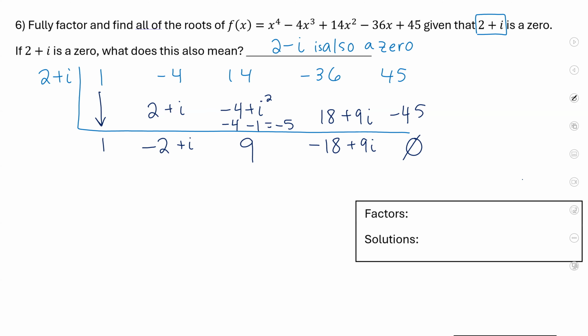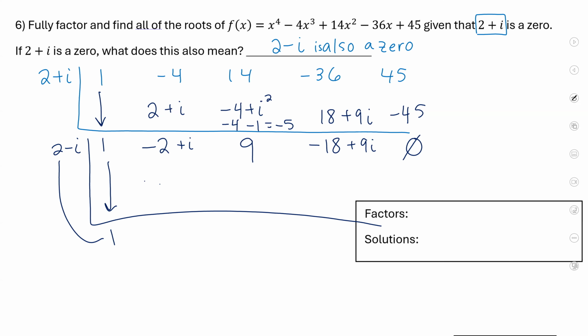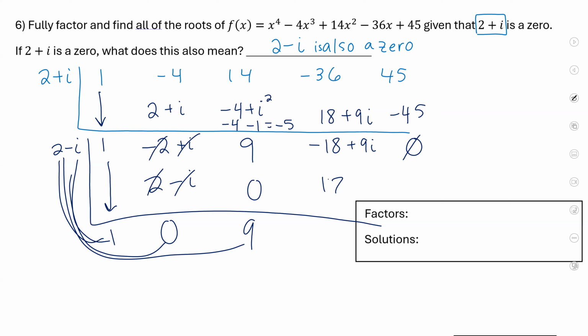Okay, so now we're going to use these same numbers, and we're going to use 2 minus i this time. So guys, follow along. We're going to bring down the 1 and multiply. 1 times 2 is 2. 1 times negative i is negative i. Do you see what cancels? That cancels with that cancels with that. It's just 0. 0 times anything is just 0. So this is 9. 9 times 2 is 18. 9 times negative i is negative 9i. And those cancel. You just get 0.